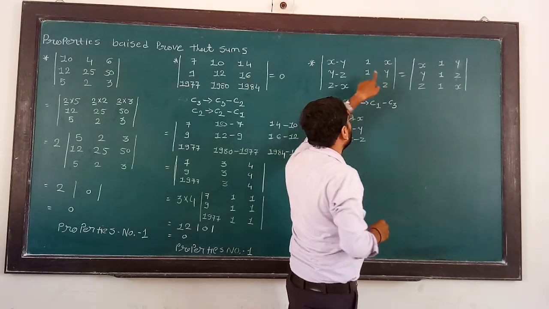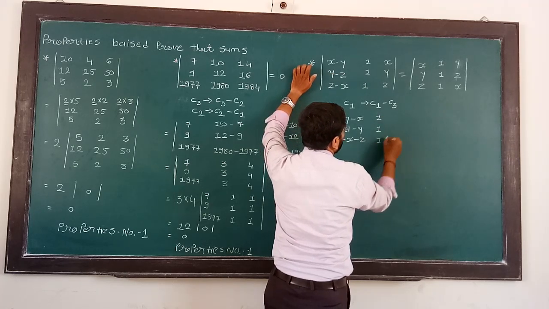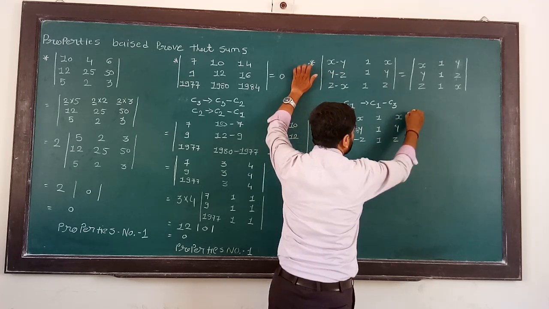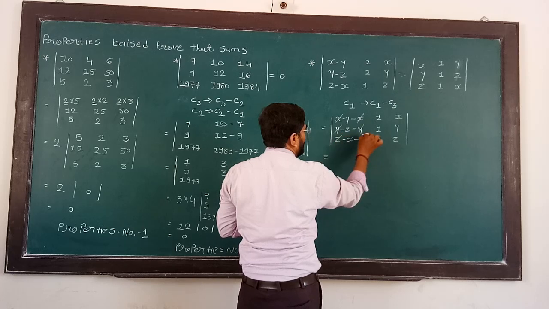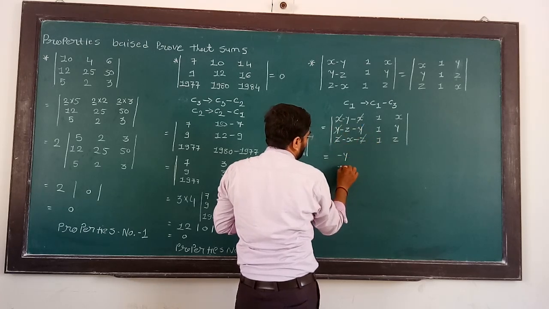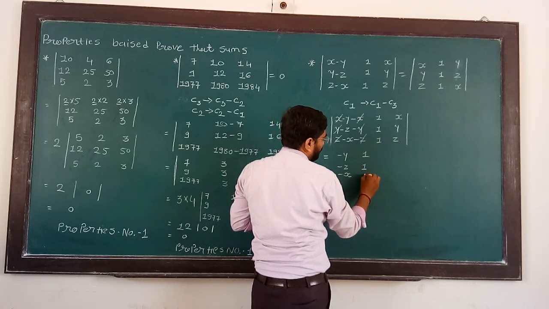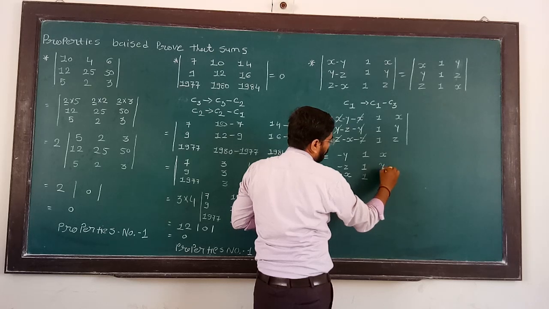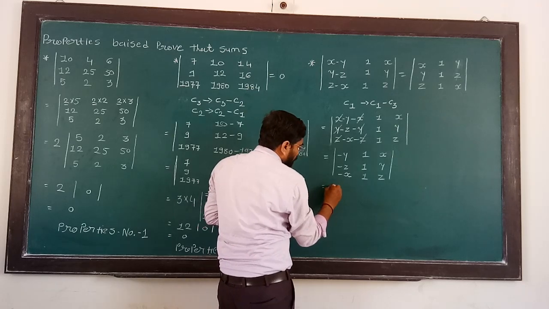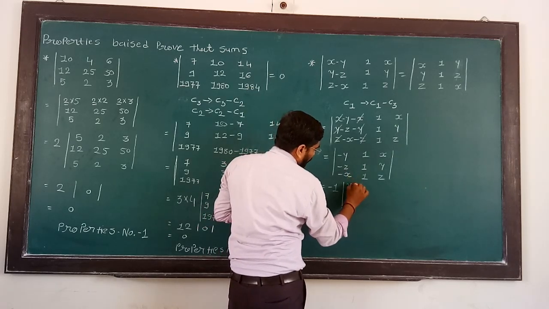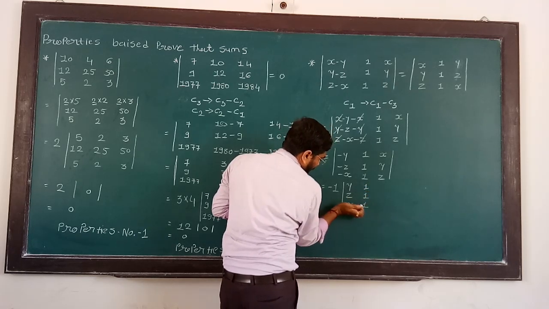So column number C3 is subtracted from column number 1. Remaining is the same as x, y and z. Now here x and x cut, here y and y cut, here z and z cut. So we write here minus y, minus z and minus x; 1, 1 and 1; x, y and z. See the students, here minus sign is common. So we write minus 1, y, z, x; 1, 1, 1; and x, y, z.